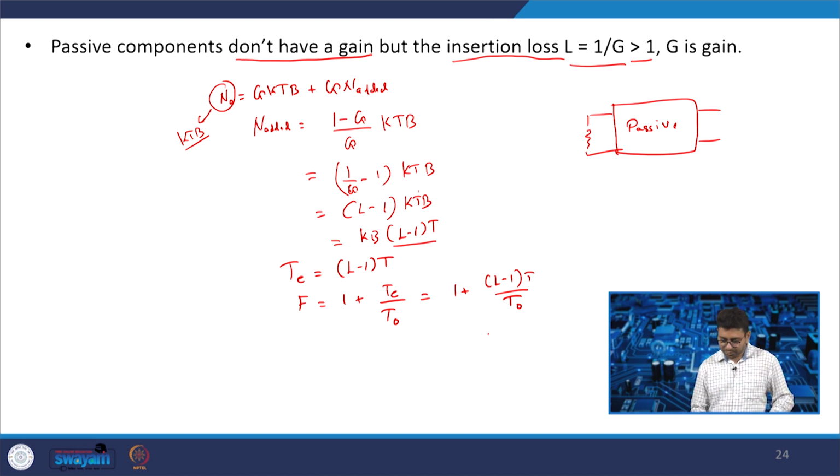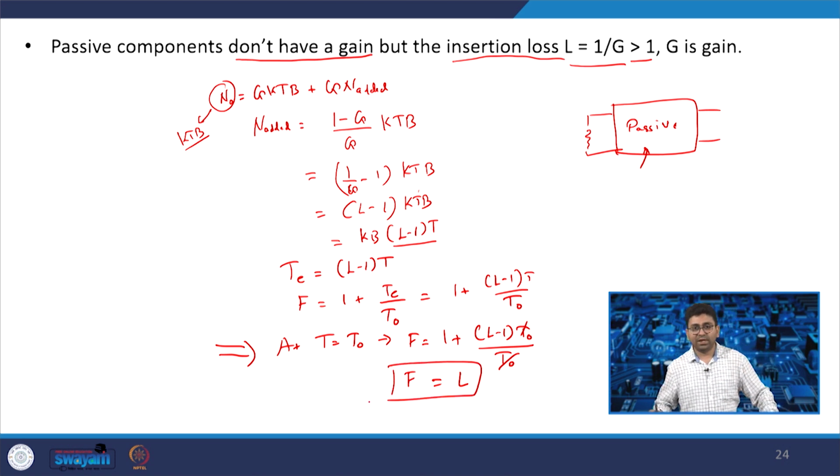Here, let us consider that this passive device is at temperature T0, and we want to find the noise figure at temperature T0. So, at T equal to T0, F will be written as 1 plus (L minus 1) T0 by T0. So, this will cancel out, and you will get L.